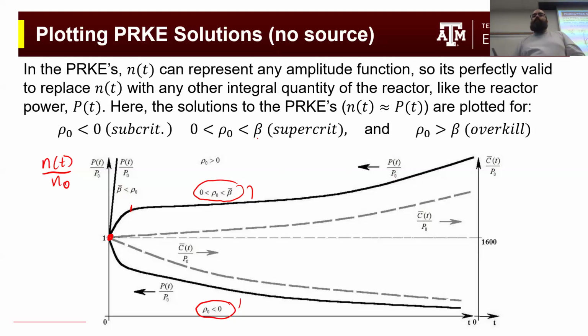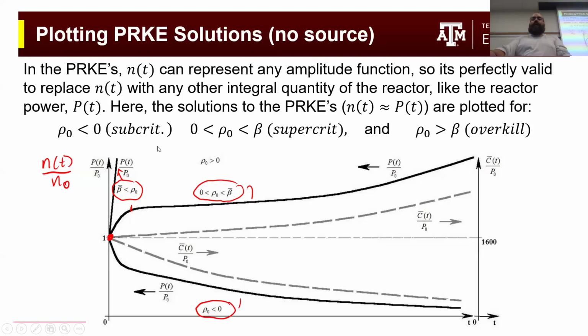And then the rho 0 greater than beta case, that's this line right here. That's something we'll talk about a little bit more as we move forward. But basically, if you make that insertion larger than beta, then your population does something called prompt critical, where it shoots up to infinity, at least in the short term.